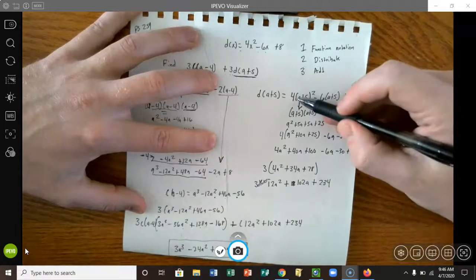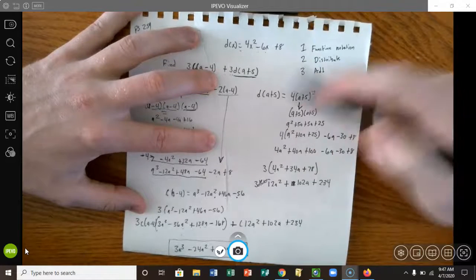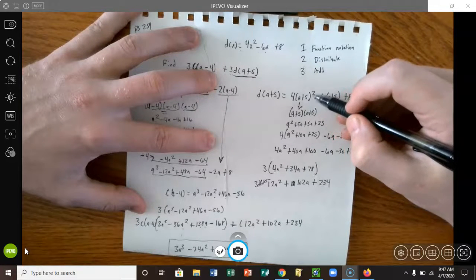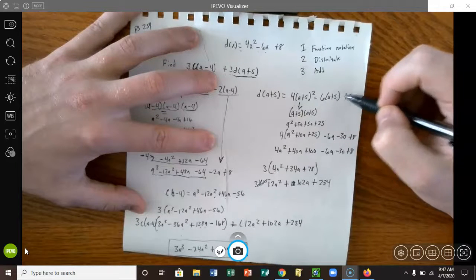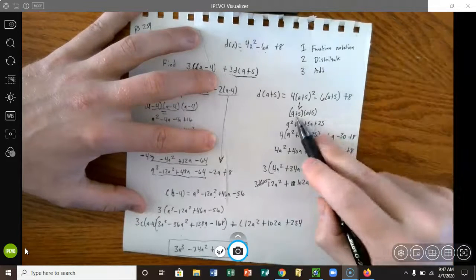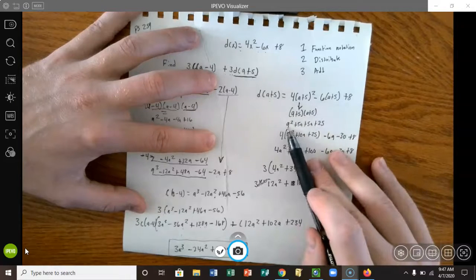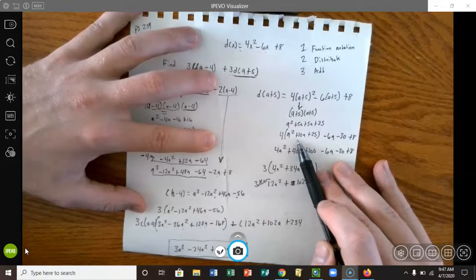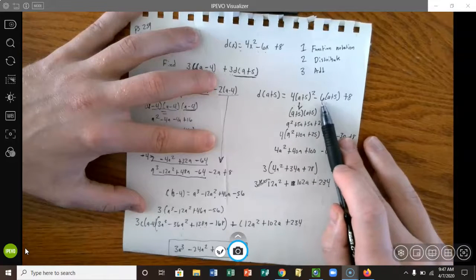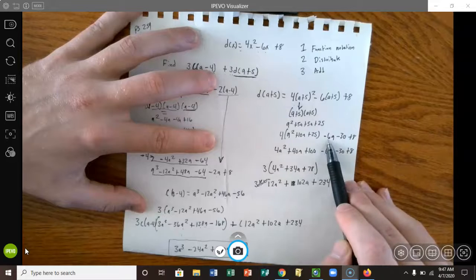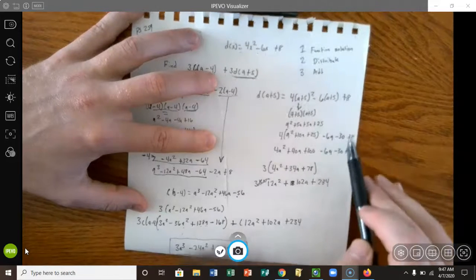On this side, once again, wherever we see an x in d, we have to plug in a plus 5. So we have 4 times a plus 5 squared minus 6 times a plus 5 plus 8. Once again, we have to FOIL a plus 5 times a plus 5 to take care of our exponent. And once we do that, we're left with a squared plus 10a plus 25. Now we can distribute our negative 6 times a to get negative 6a, negative 6 times positive 5 to get negative 30, then plus 8.